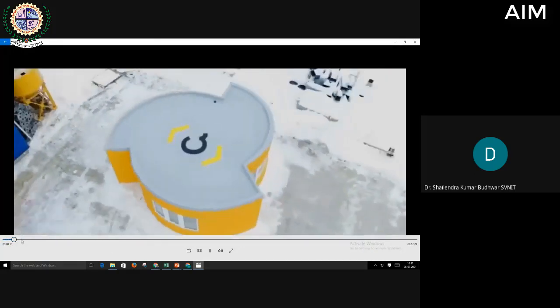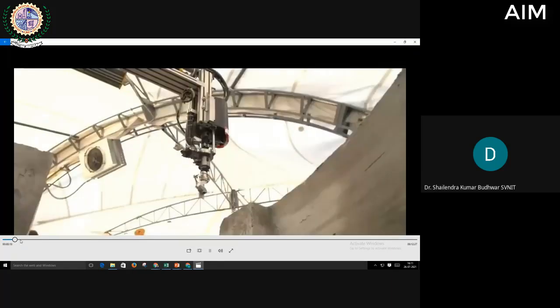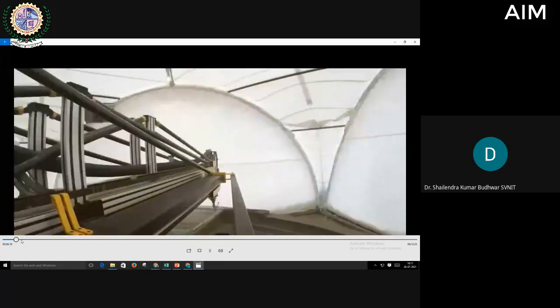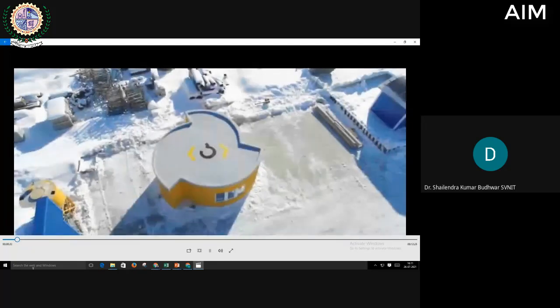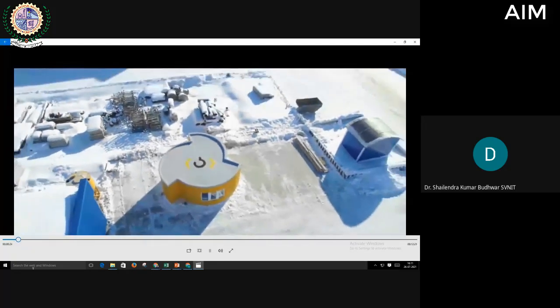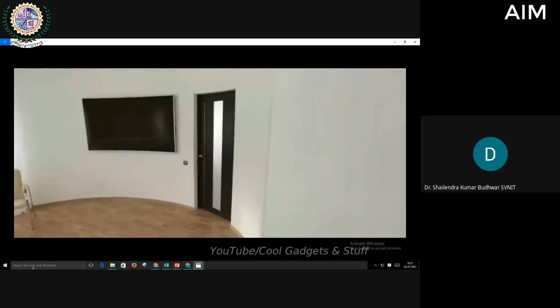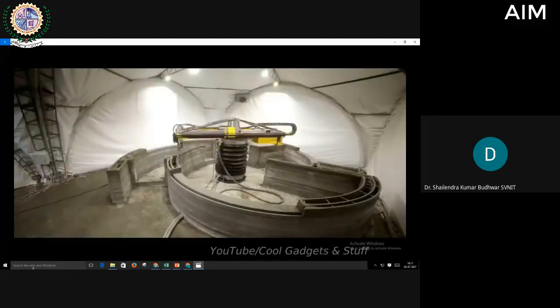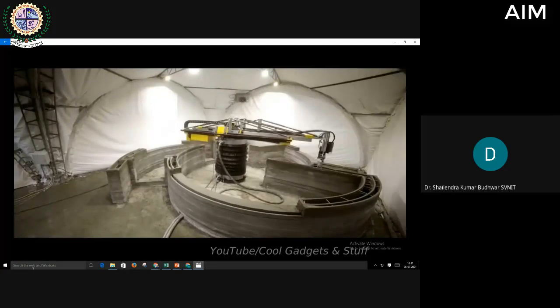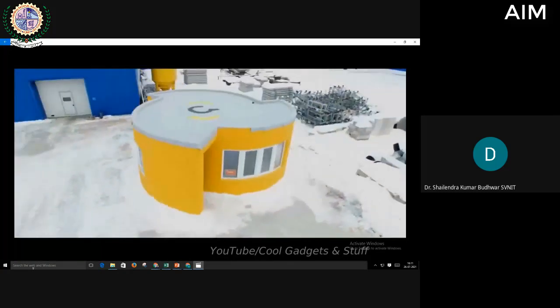Modern technology, APIsCore 3D printing. The walls of this house were printed entirely on site. This is the world's first actually printed house.